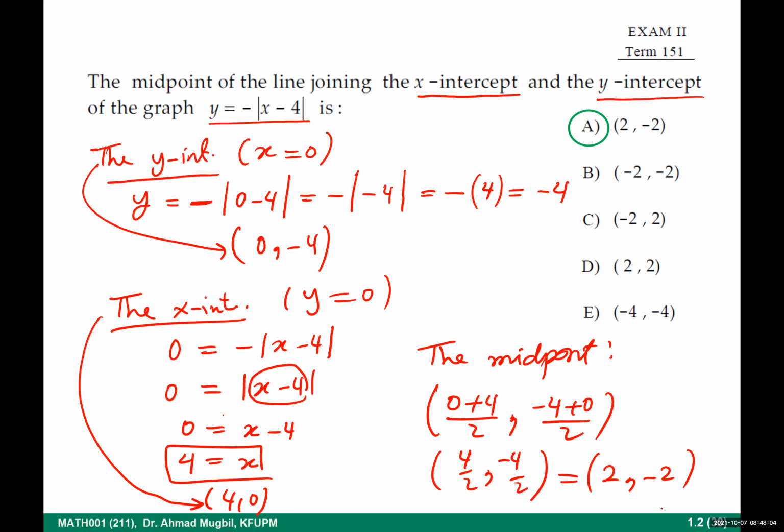Okay. So this is a very easy and direct question. You just need to know how to find the x-intercept, how to find the y-intercept for any equation, and how to find the midpoint. Also, this is an expected question in the major exam because it has 3 concepts at the same time.